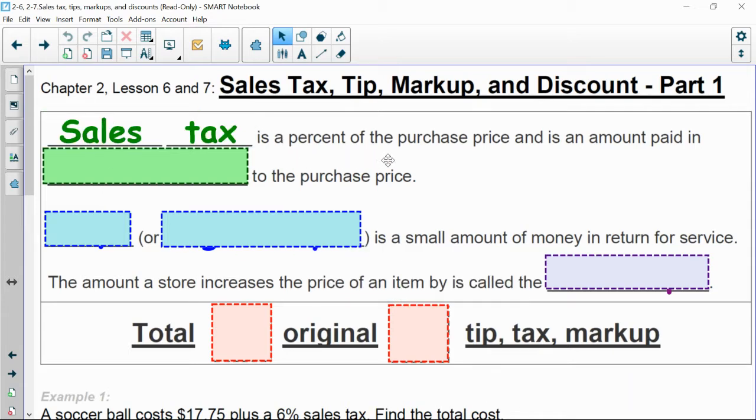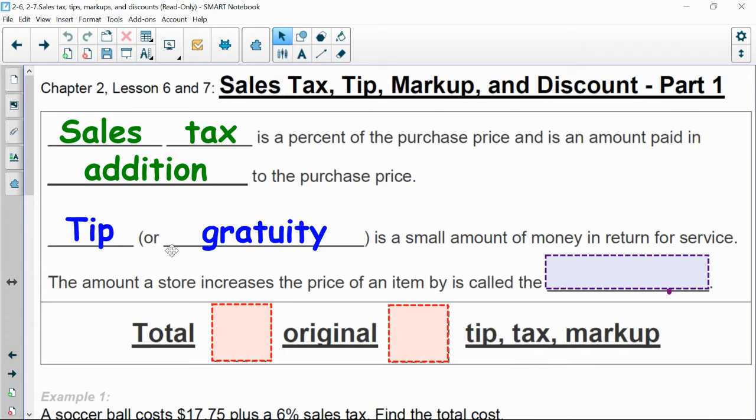Sales tax is a percent of purchase price and the amount is paid in addition to the purchase price. Now, something about sales tax is in each region it is different. Indiana's sales tax is different than Michigan's sales tax. So it's always good to know where you're at, how much the actual sales tax is going to be. And this is on any product other than certain types of foods that you get at the grocery, which normally do not have sales tax.